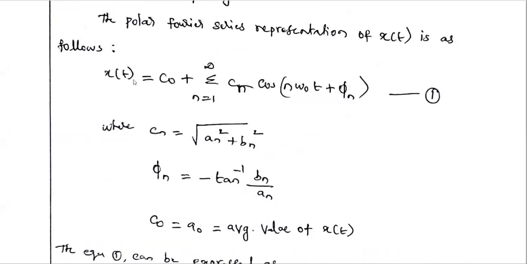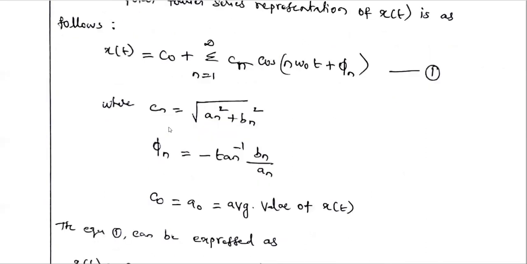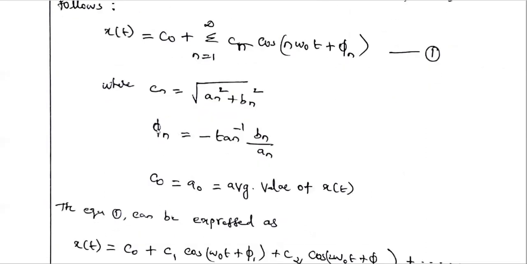So if we want to represent any signal in the cosine Fourier series, first we have to calculate the trigonometric Fourier series coefficients a naught, an, bn. After calculating a naught, an, bn, the a naught is nothing but c naught, and using an and bn we can calculate the cn value. And this angle phi n, the phase angle, is calculated by the formula minus tan inverse of bn divided by an. After calculating c naught, cn, phi n, we have to substitute these values in the above equation.